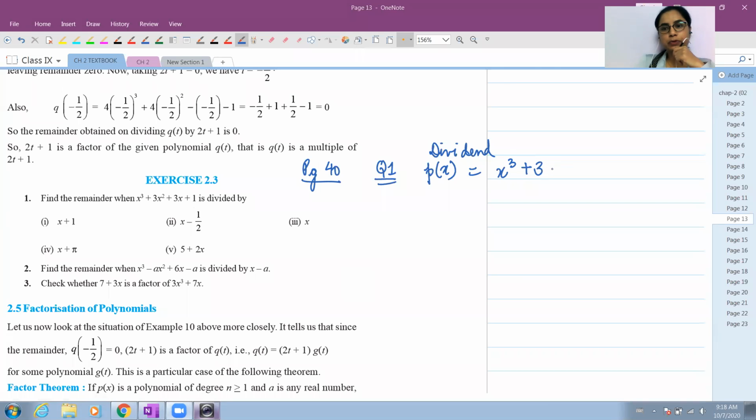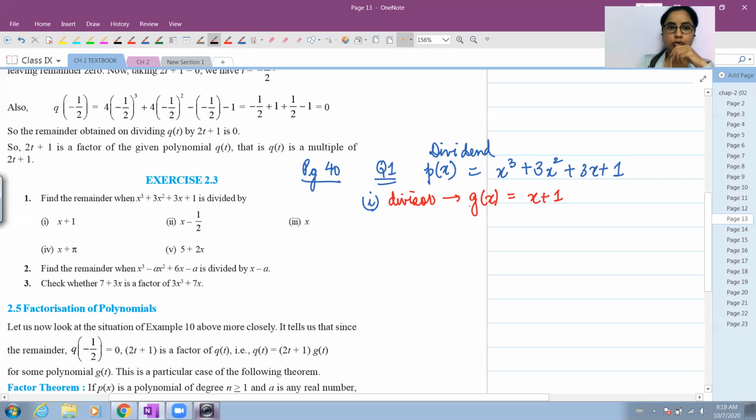So the first step is to represent your dividend by this name p(x). And then for the first part, your divisor is g(x) equals x plus 1. Now, if you want, you can write down step 1, step 2, but I'm just going to do it directly. So I'm going to take g(x) equal to 0. This is my first step. From here, x comes out to be minus 1.